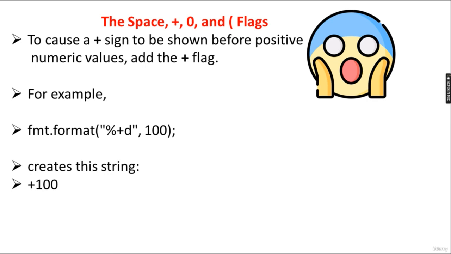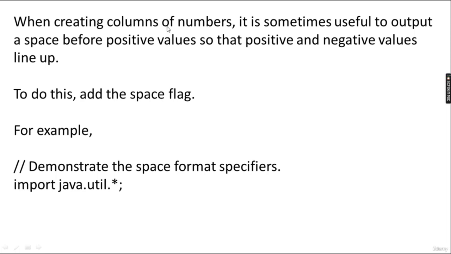The space, plus, 0 and opening parenthesis flags. To cause a plus sign to be shown before positive numeric values, add the plus flag. Example, formatter.format %+d 100. Okay, so that plus sign will be shown before positive numeric values. It creates the string +100. So your 100 will be preceded by a plus sign. When creating columns of numbers, it is sometimes useful to output a space before positive values so that positive and negative values line up.